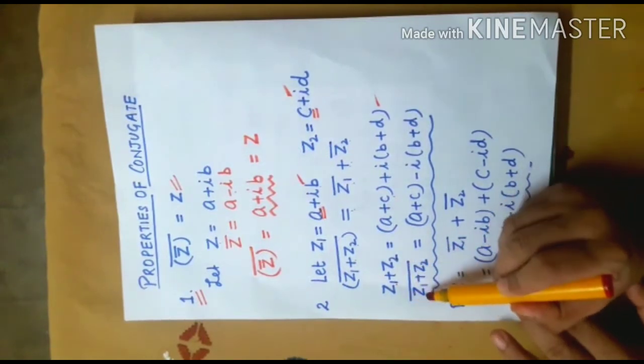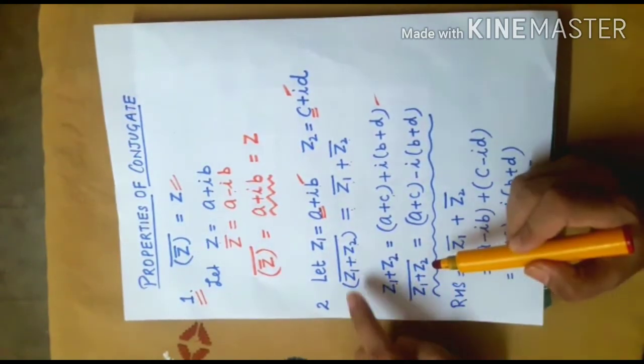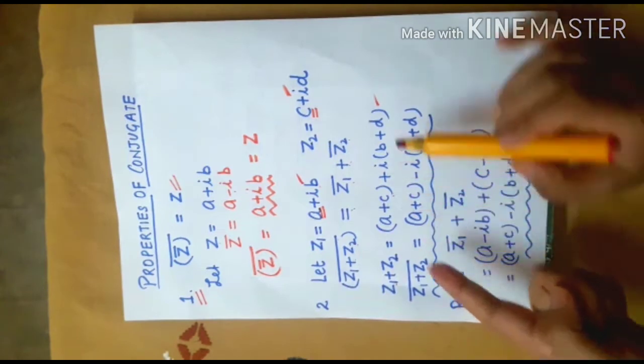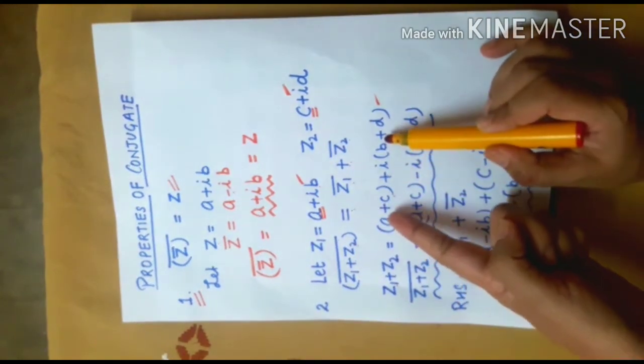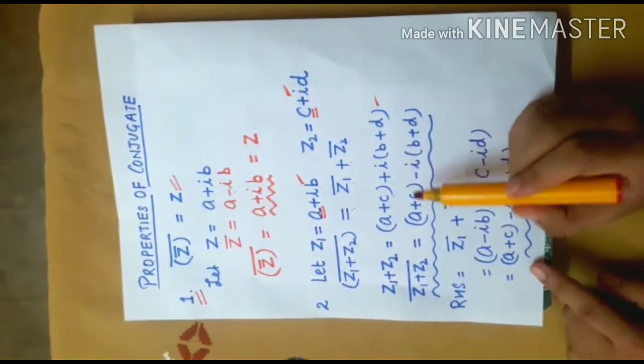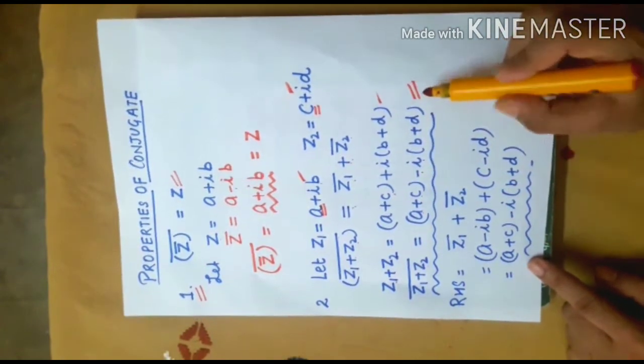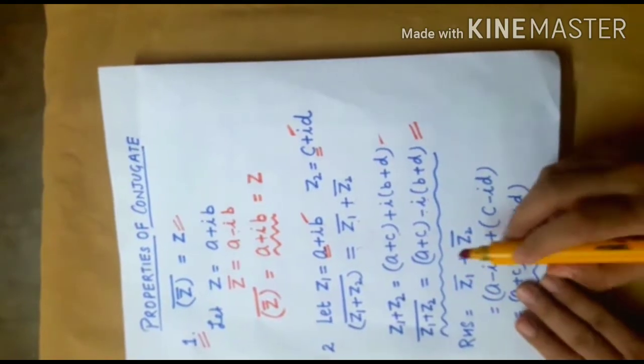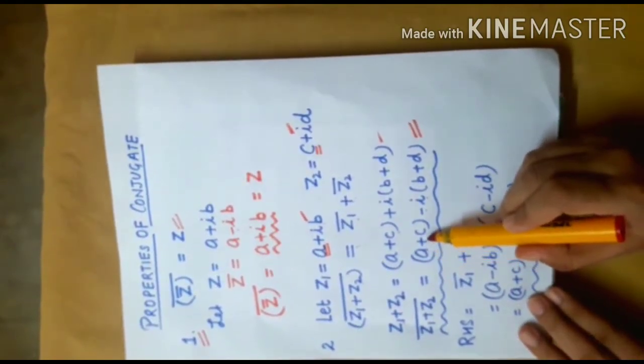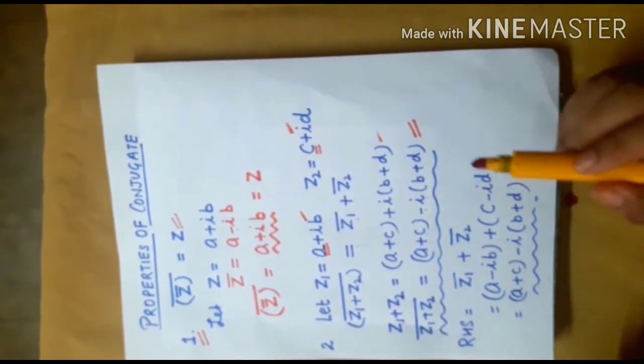Now the conjugate of z1 plus z2, the left hand side. I have to compute the conjugate of this, so I'll change this sign. It will be a plus c minus iota times b plus d. So the left hand side is a plus c minus iota times b plus d.